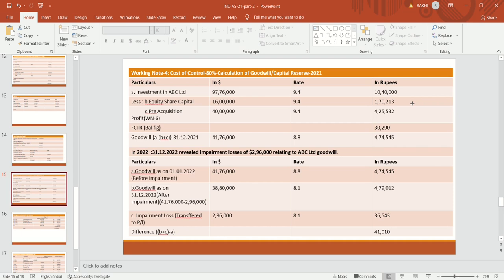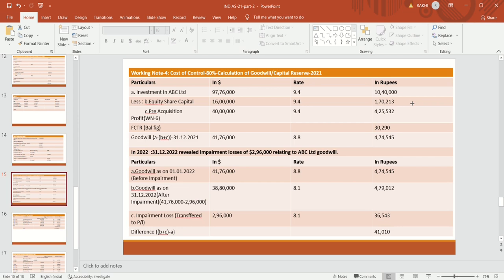But due to foreign currency, if there is a difference, the difference is more, but goodwill is a monetary asset, so we will calculate it at the closing rate. The difference is 41,76,000 as per dollars, and that we will convert at the closing rate. So that gives rise to FCTR. The difference gives rise to FCTR, that is 30,290. The difference gives rise to FCTR, and that is the FCTR on goodwill.